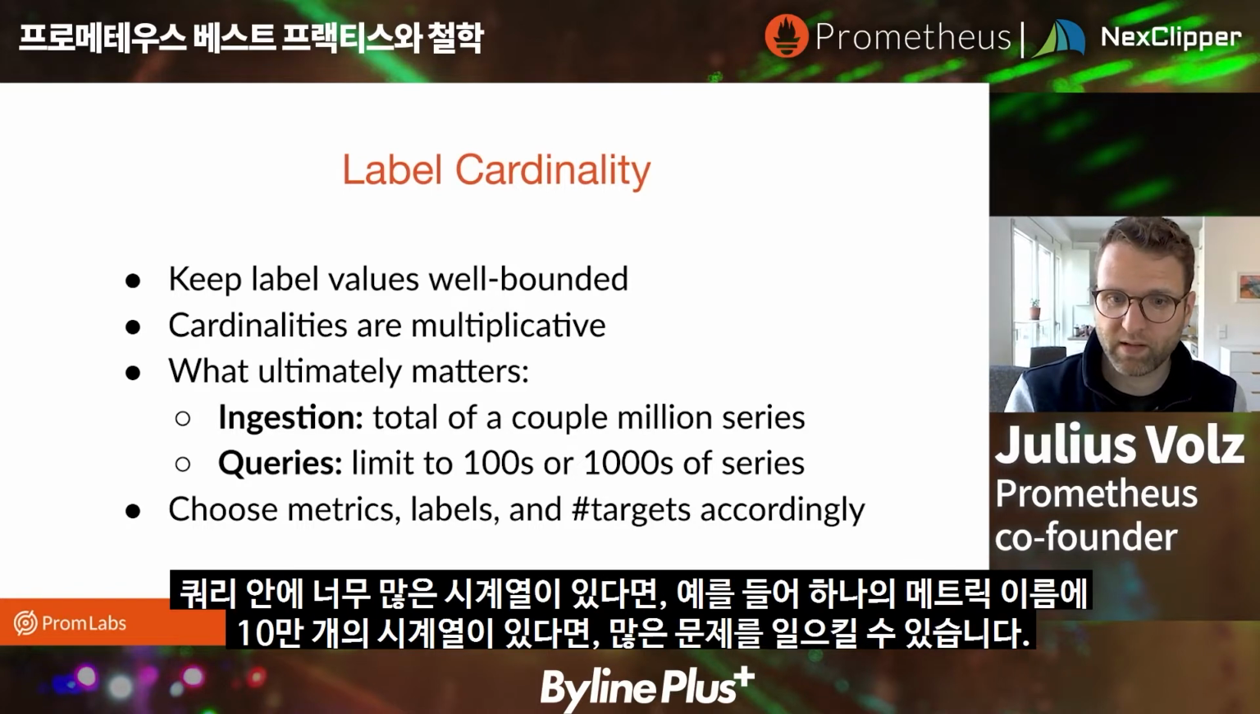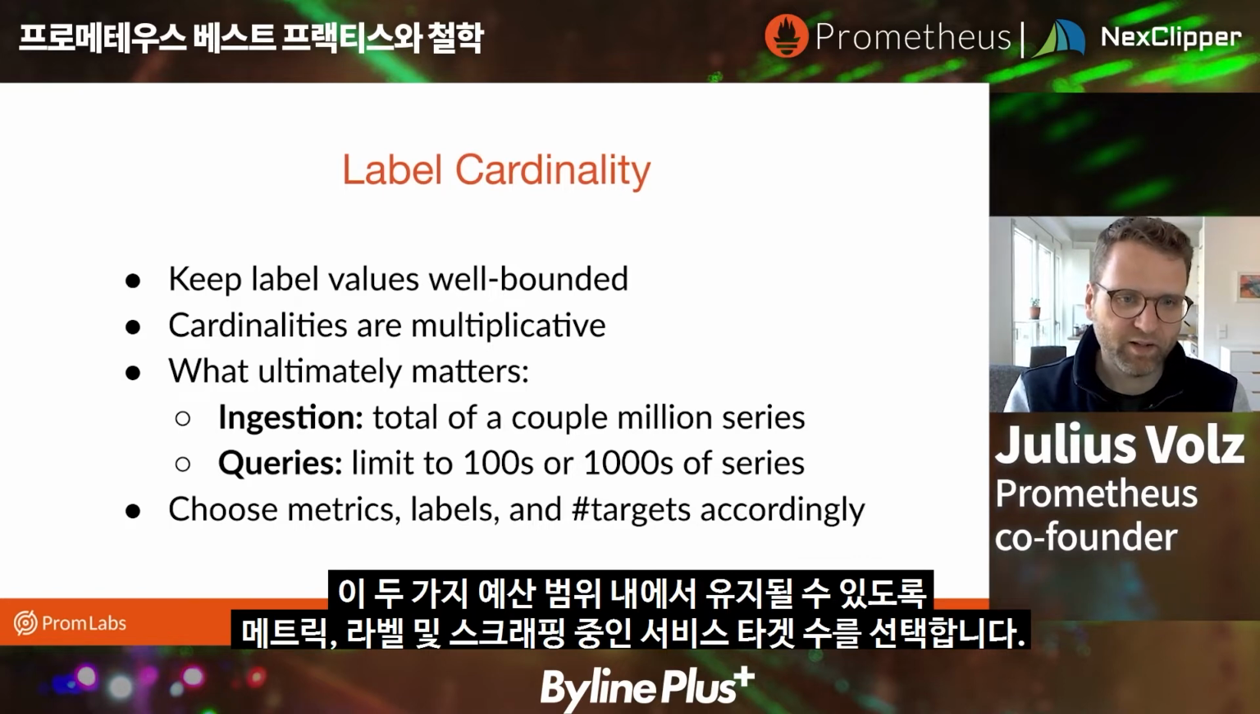And if there's too many series in there, like 100,000 series just for one metric name, that is probably going to cause a lot of problems during query time. So do this math in your head, choose your metrics, your labels, and the number of service targets that you're scraping accordingly to stay under these two budget points.